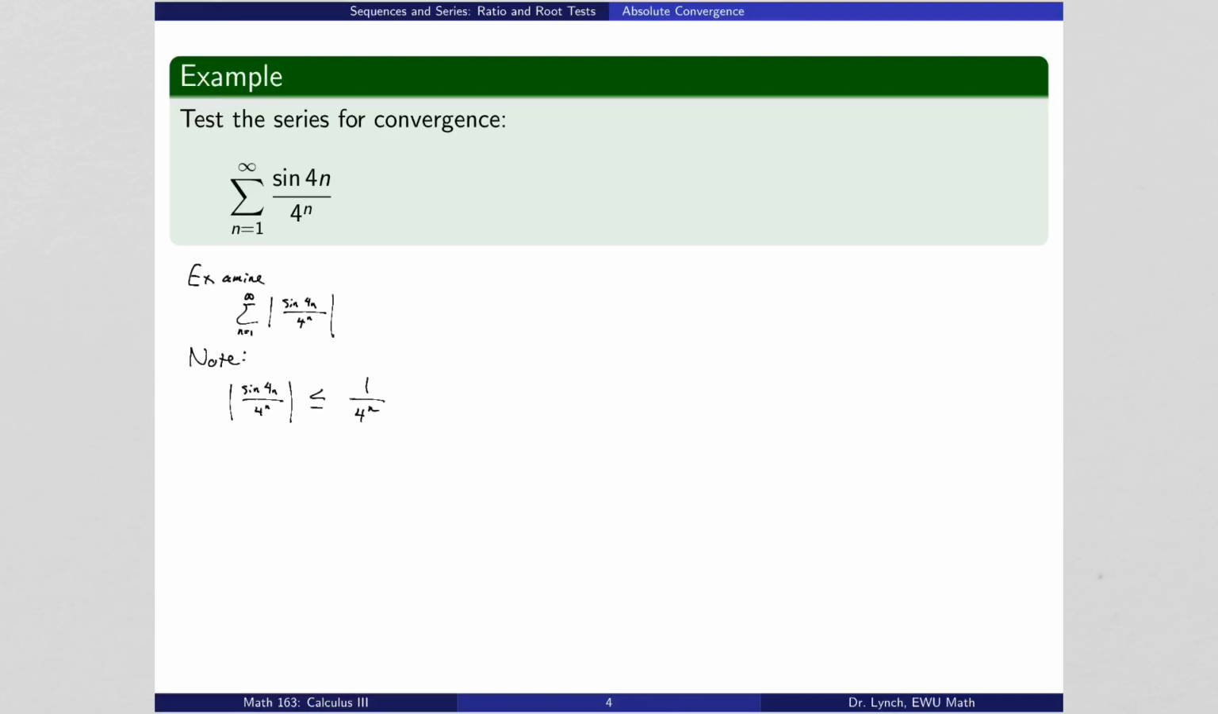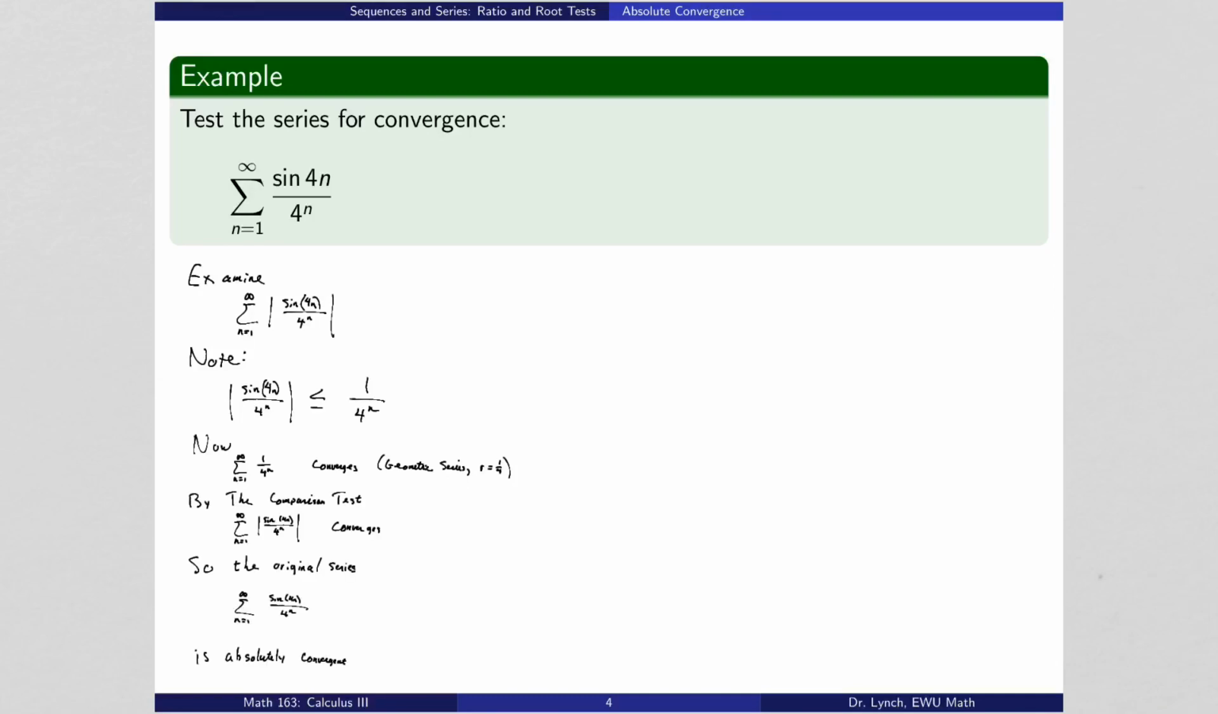So we'll start with the observation that the absolute value of sine 4n over 4 to the n is less than or equal to 1 over 4 to the n, because sine in absolute value is always less than or equal to 1. Now, a series with terms that look like 1 over 4 to the n is a convergent series because it's geometric. By a comparison test, the series of absolute values is less than or equal to the convergent geometric series, so it also converges. So since the series of absolute values converges, the original series is said to be absolutely convergent.